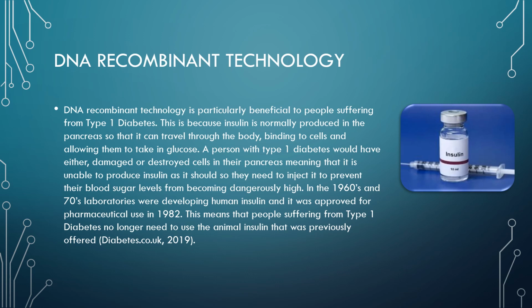dangerously high. In the 1960s and 70s, laboratories were developing human insulin and it was approved for pharmaceutical use in 1982. This means that people suffering from type 1 diabetes no longer need to use the animal insulin that was previously offered.